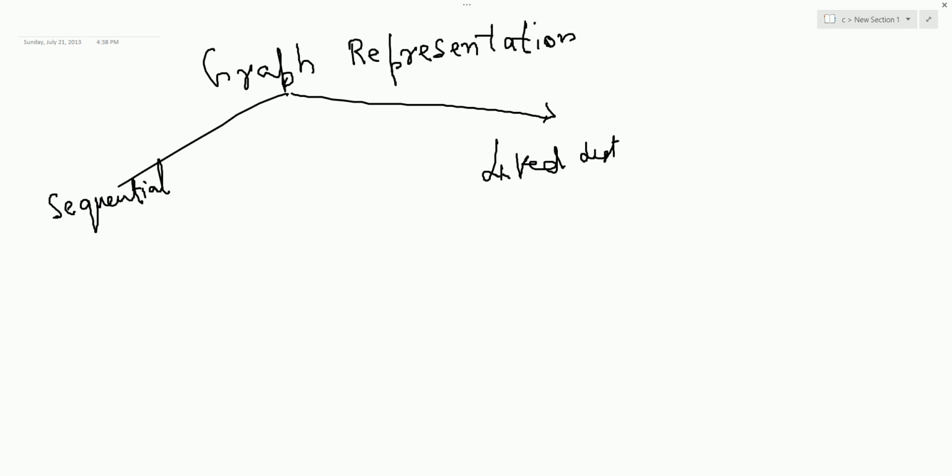So in arrays, we got two guys. One is the adjacency matrix and one is the incidence matrix.